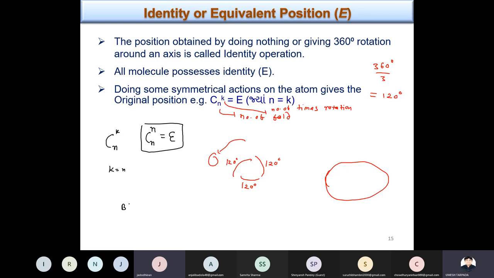Suppose you have BF3. Yes, C3 axis, that is on your side. Okay, first time you give rotation, C3 1, k is equal to 1. That is one time rotation at angle 120. What is its result? Where will F1 go? F1 goes to the F3 position on rotation by 120. Yes, good. And here F2 will come. What is the result of the second time rotation? Again, you can give one time rotation.